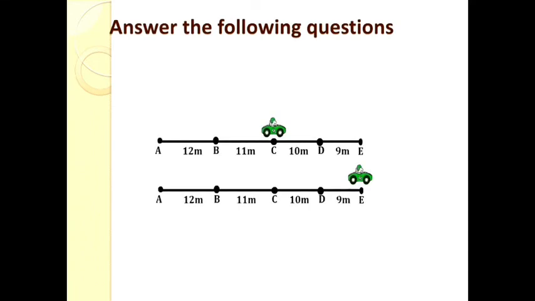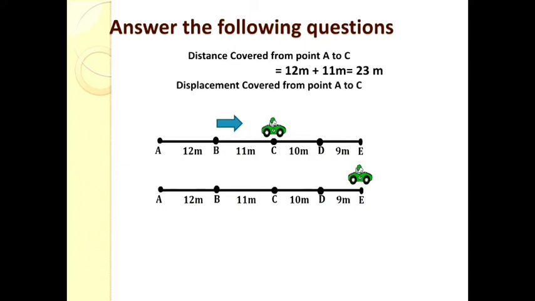Answer the questions. See, the car has reached point C. What is the distance and displacement covered from A to C? The distance covered from point A to C is equal to 12 meters from A to B and 11 meters from B to C. That is a total of 23 meters. But what is the displacement? Displacement will also be 12 plus 11, 23.